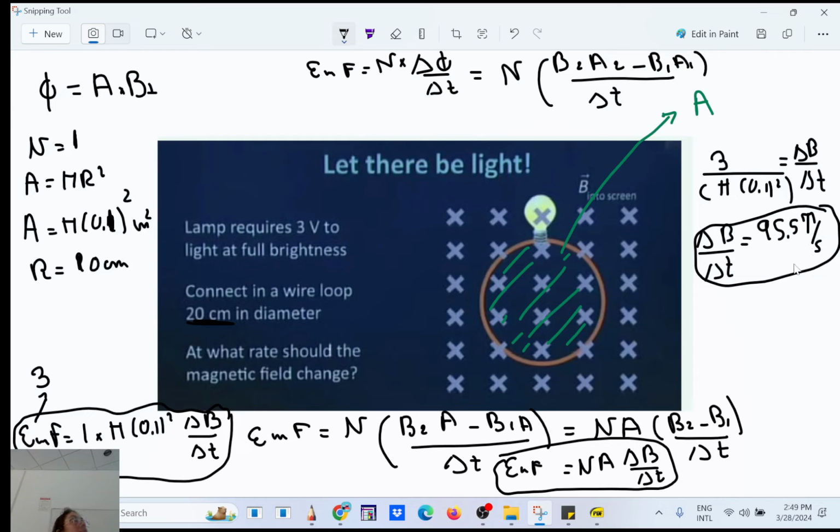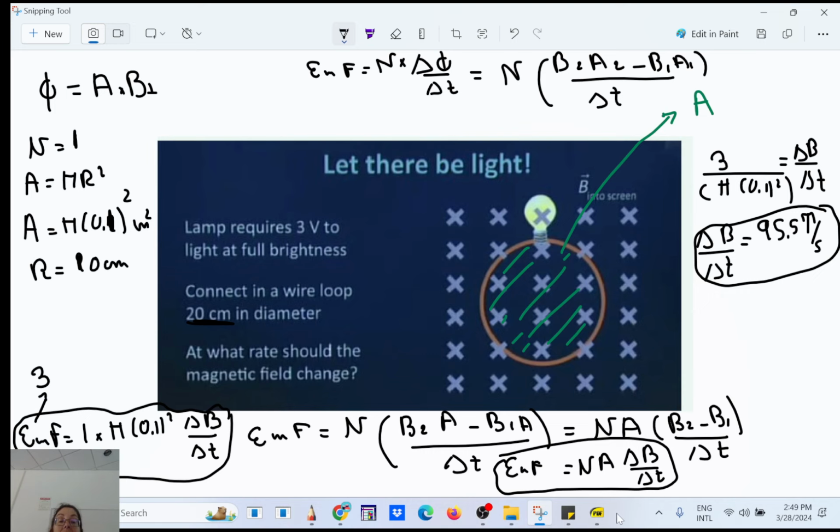Okay? So it's a rate. Each time you divide by the time, you get a rate. It's like a speed, how fast the magnetic field is changing. So when you divide by the time, it's like a rate. Everyone? Any question? Do you all agree? Okay.